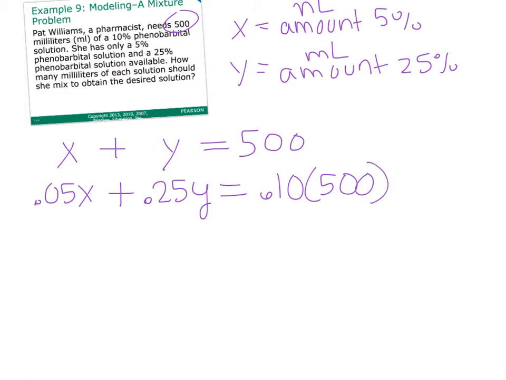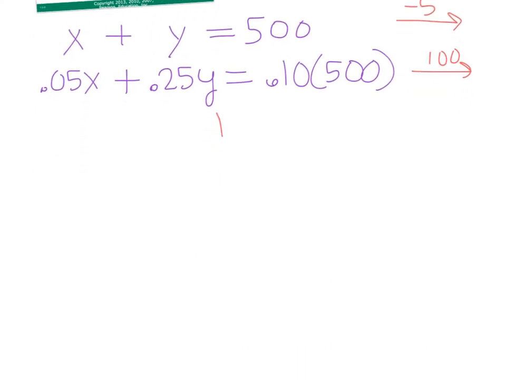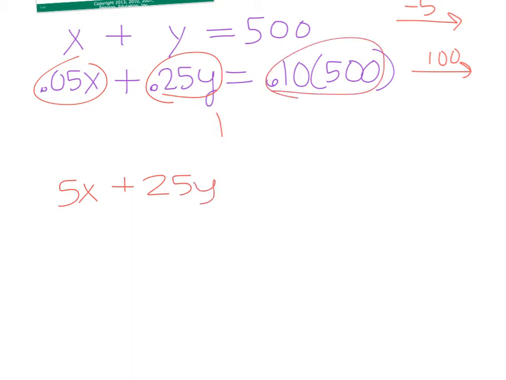Okay, so if you want to do the elimination method, then you can do this really easy by multiplying. So I'm going to multiply the bottom equation by 100, and that's going to eliminate all my decimals, which might be beneficial to you. And I'm going to multiply the top equation by -5. Okay, when I multiply the bottom equation by 100, that's going to give me 5x and 25y equal to, let's see, we can let our calculator do that, 0.1 times 500 times 100 equal to 5,000.